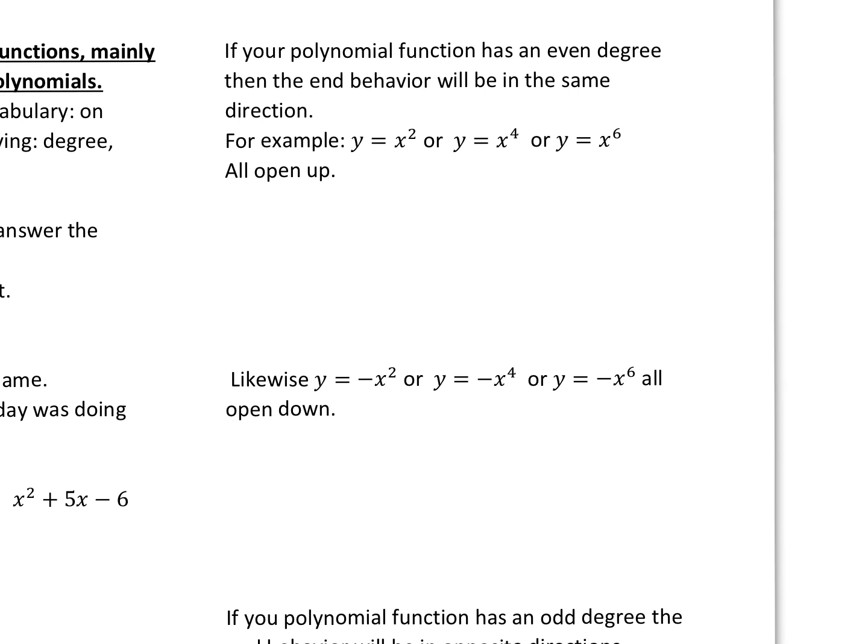reiteration on these notes. If your polynomial function has an even degree function, then the end behavior will be in the same direction. X to the second, x to the fourth, x to the sixth, all open up. We already did that on Desmos. Likewise, y equals x to the -2, y equals x to the -4, y equals x to the -6, they all open down. We already saw that on Desmos.